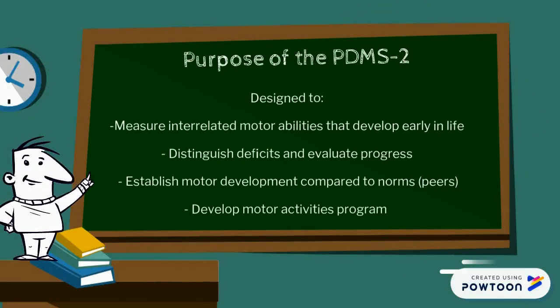The PDMS2 is the first nationally standardized assessment to provide separate gross and fine motor scores. It measures interrelated motor abilities that develop early in life and distinguishes deficits and evaluates progress. It also establishes motor development compared to peer norms. And listen up here, folks. It also includes a motor development program based on the child's scores. However, we will not be covering this portion today.